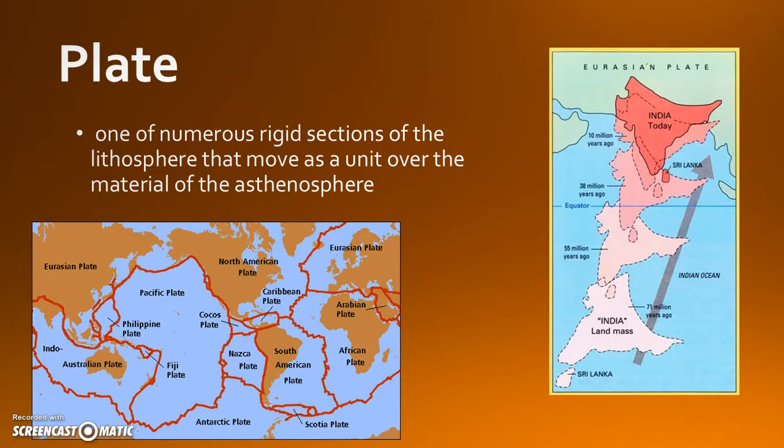Now, India, you can see India is over here in this Australian plate range. India actually used to be its own individual landmass and has moved itself into the Eurasian plate, or into Europe and Asia, and that has actually created the Himalayan mountains.